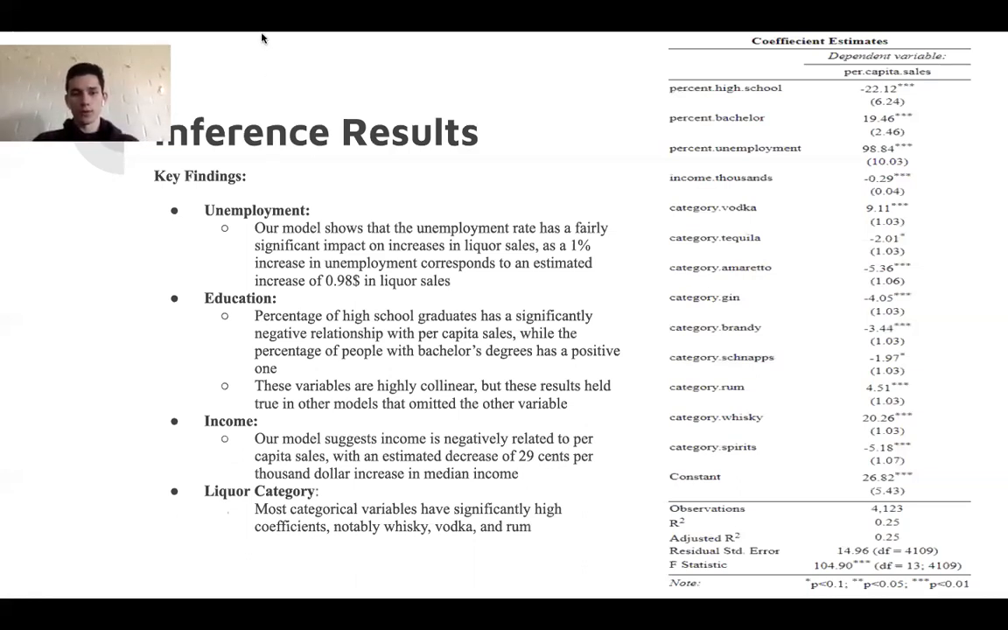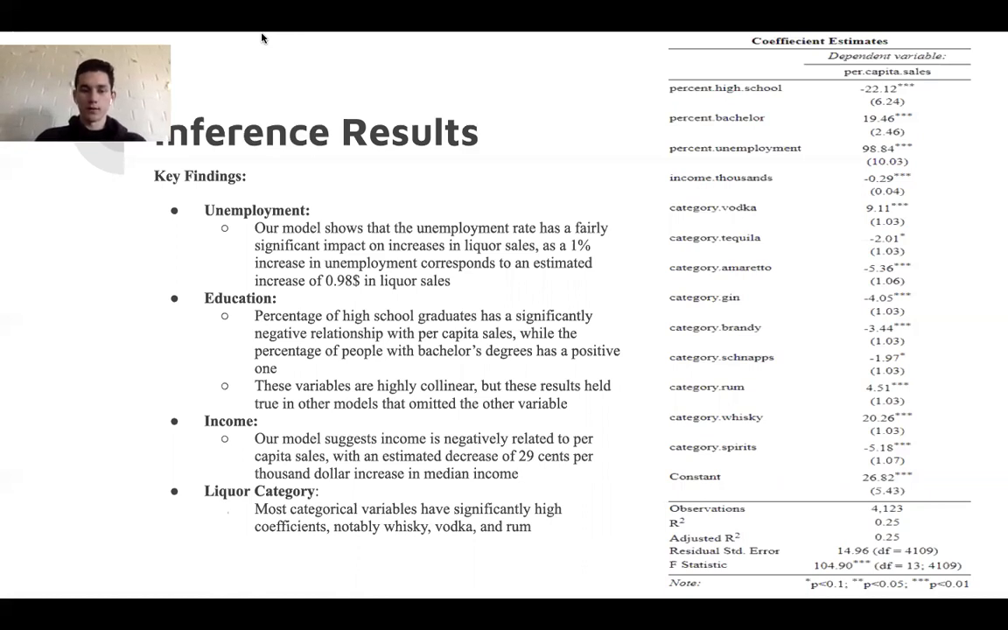Our education variables also had highly significant coefficients. Although these variables are highly correlated, estimations across other models, not including the other variable, demonstrated similar results where the percentage of high school graduates negatively impacted liquor sales, while the percentage of bachelor's degree holders had a positive impact.